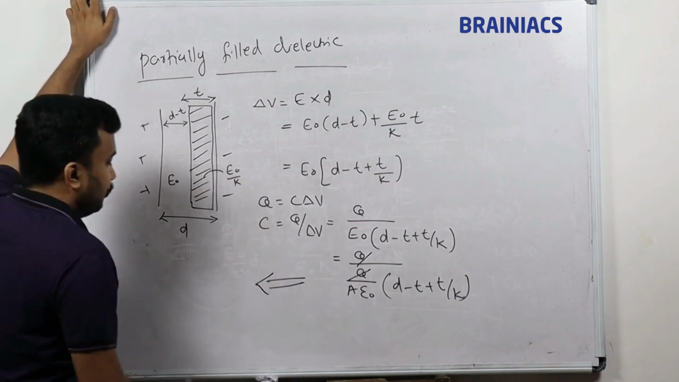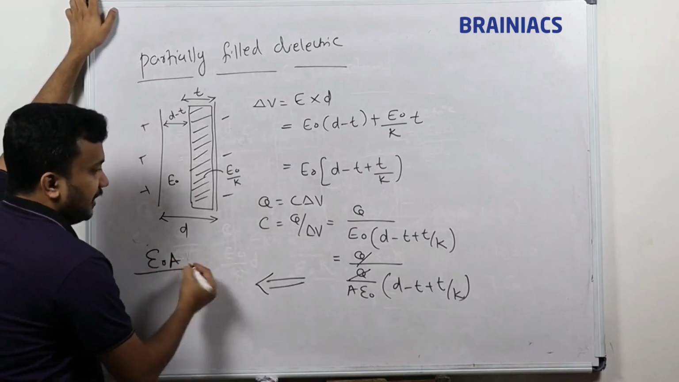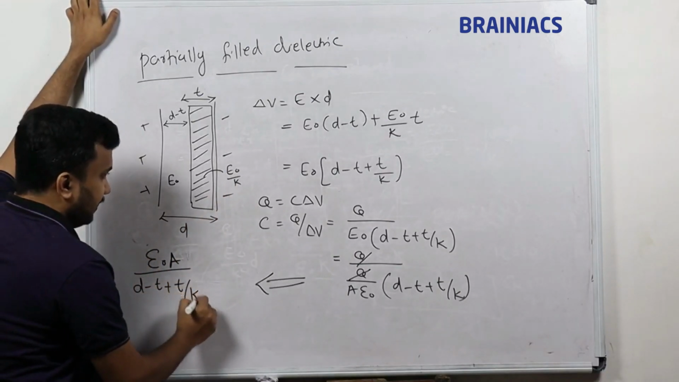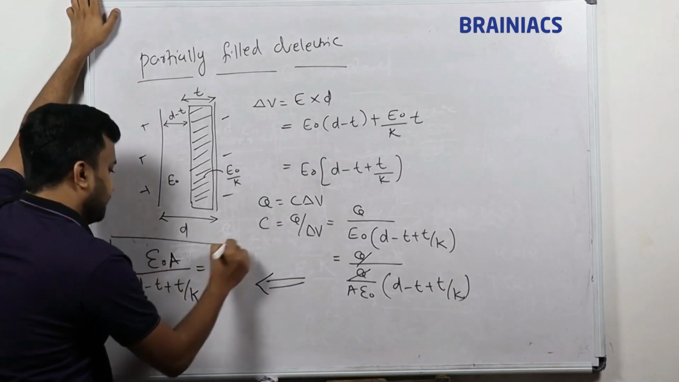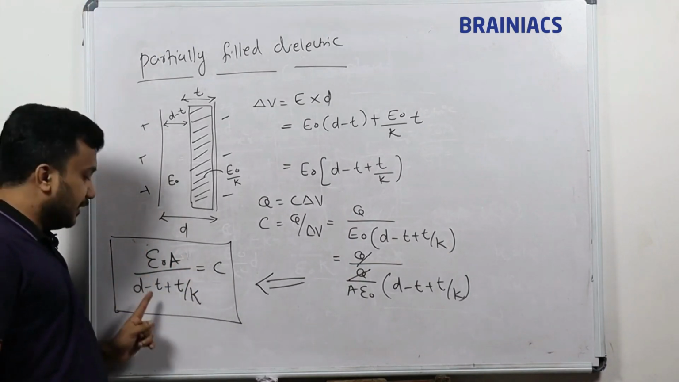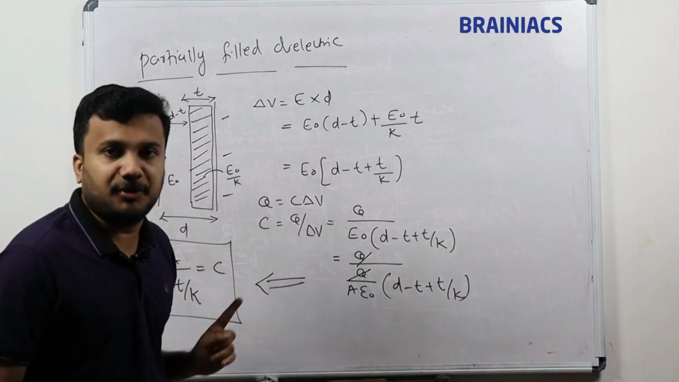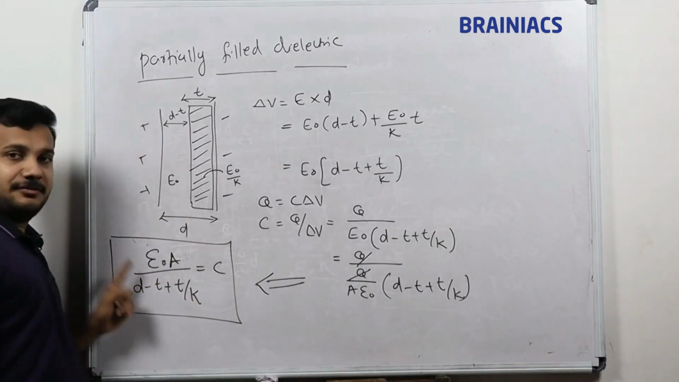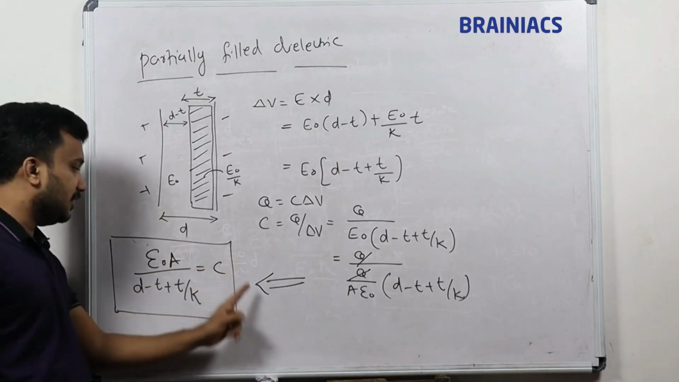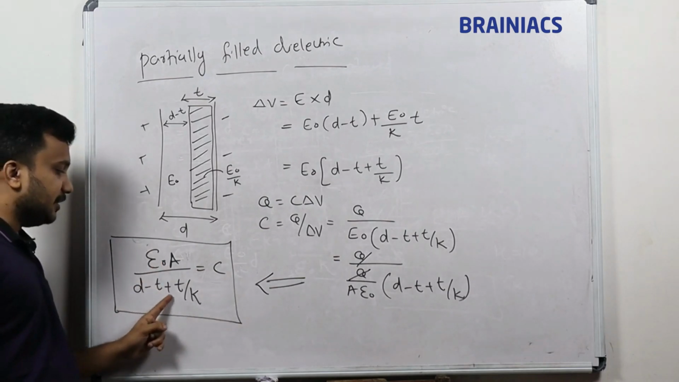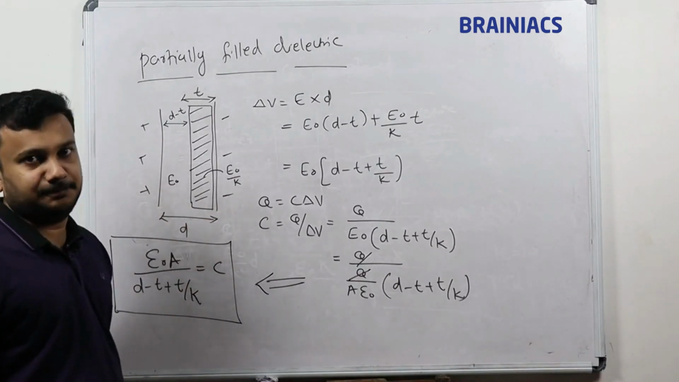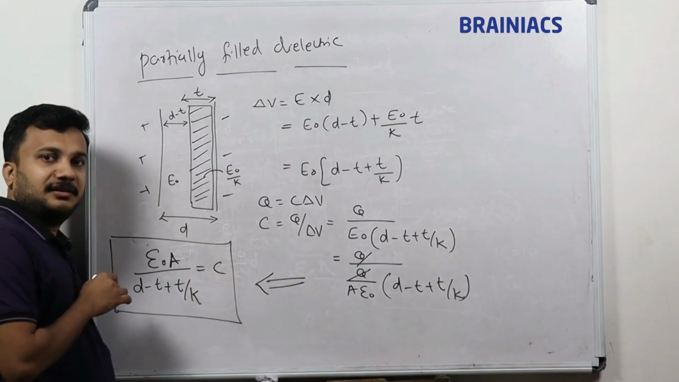This epsilon will go to the numerator. So it becomes epsilon A divided by D minus T plus T divided by K, and this is the value of capacitance. C is equal to epsilon A divided by D minus T plus T by K. This formula is very important. So a partially filled dielectric with dielectric constant K is given by the formula epsilon A divided by D minus T plus T by K. What is T? T is the thickness of the dielectric with which I have filled it. Hope you understand the formula.